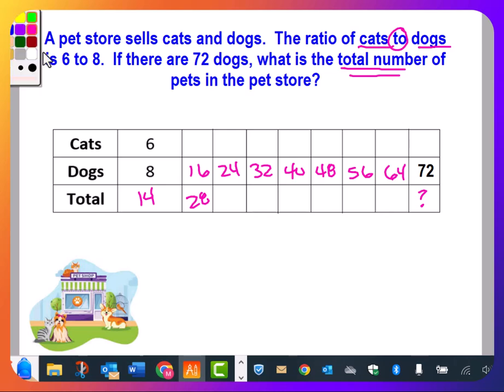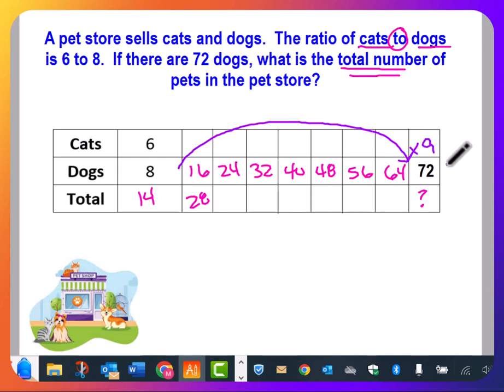I know I need to turn this 8 into 72. How can we do that? We can multiply by 9. Multiplicative comparison. What can you multiply 8 by to make 72? 9. Then you would do the same thing with the 14. Use that same scale factor and multiply 14 times 9, and you get 126. So that's one way you could use a scale factor.